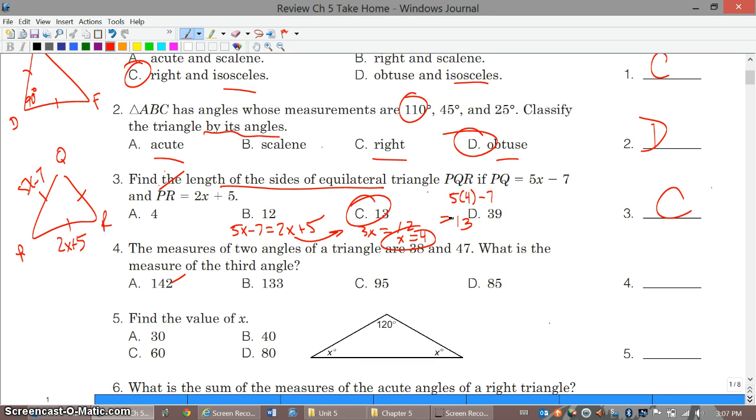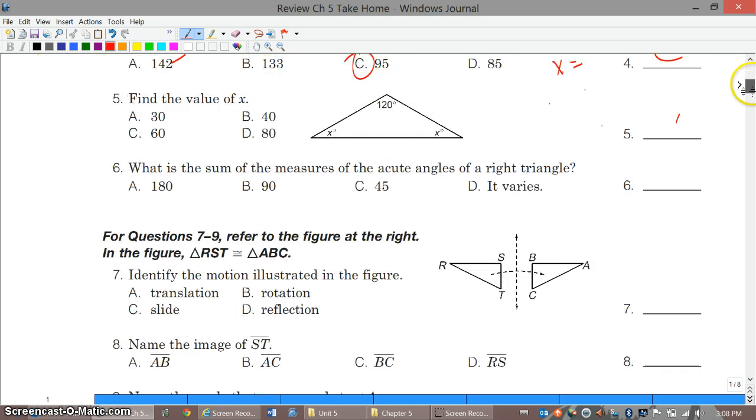Okay, then we go on to the next one. Two angles of a triangle are 38 and 47. What is the measure of the third? Well, the three interior angles of a triangle add up to 180. So we're going to do 180 minus 38, essentially, minus 47. And then we get 95, so that's our answer.